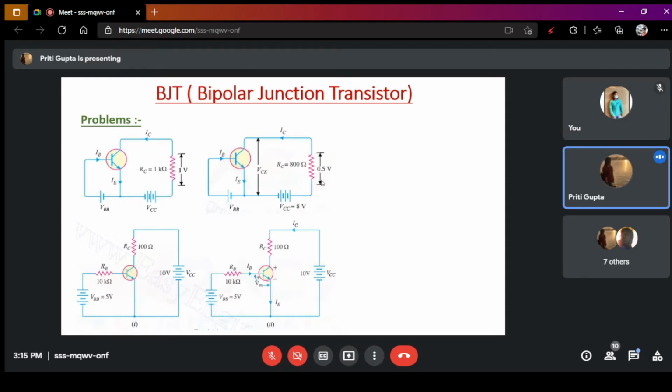Determine collector to emitter voltage and base current, if alpha is equal to 0.96.